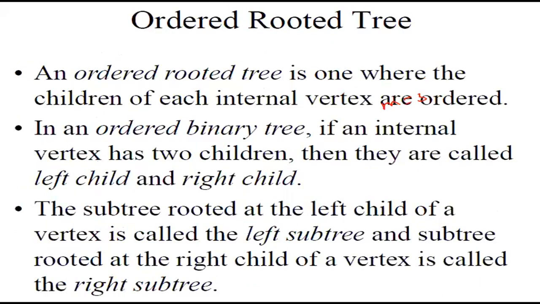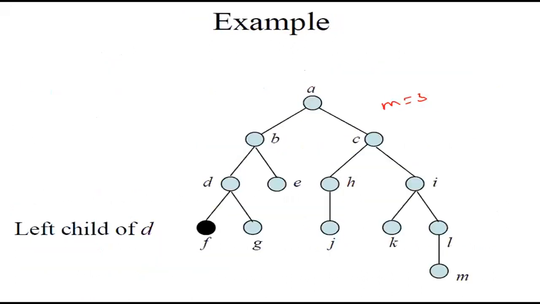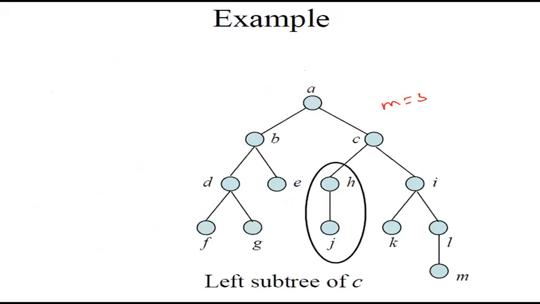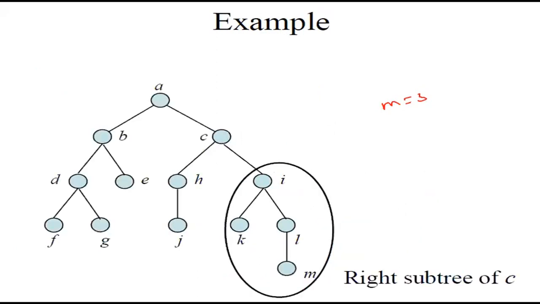Now the next is the ordered rooted tree, which we have already seen. An example is given here: the left child of D is F, the right child of D is G, and then the left subtree of C. So C has 2 subtrees, one is the left subtree and the other the right subtree. Here we have circled the left subtree. Then this is the right subtree of C.